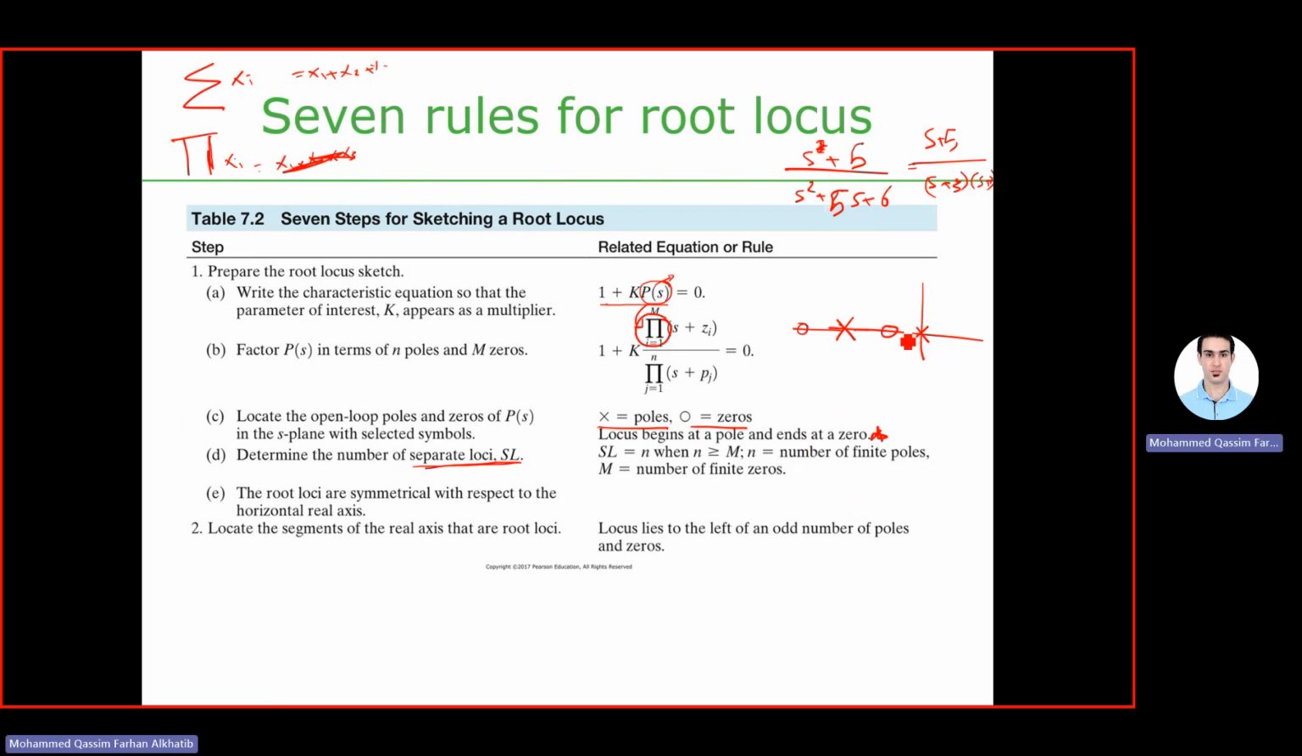So let's assume that there is a pole here, and let's assume there is no zero here. This pole will go to this side. It will stop there. This pole has no zero matching it, so it probably will go to infinity.